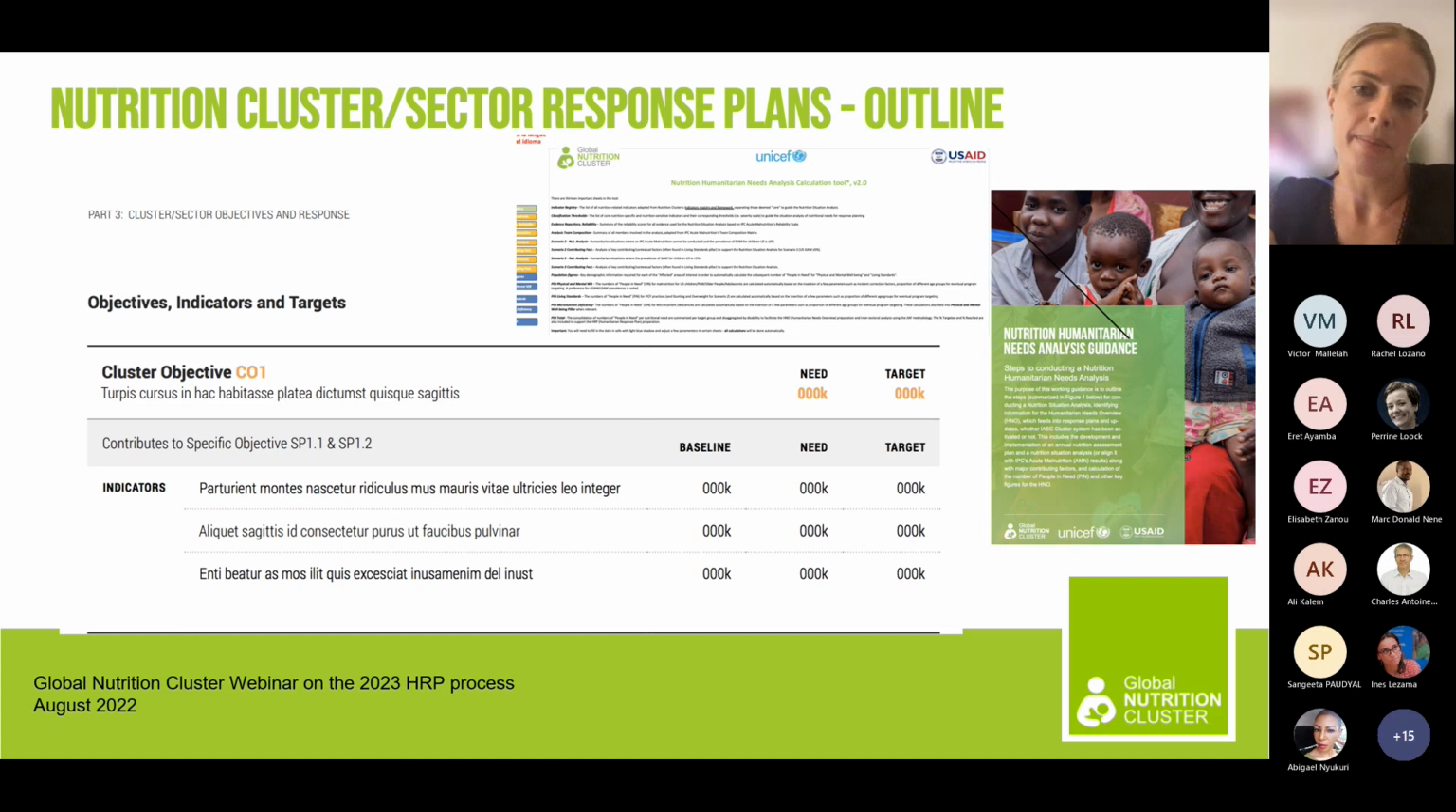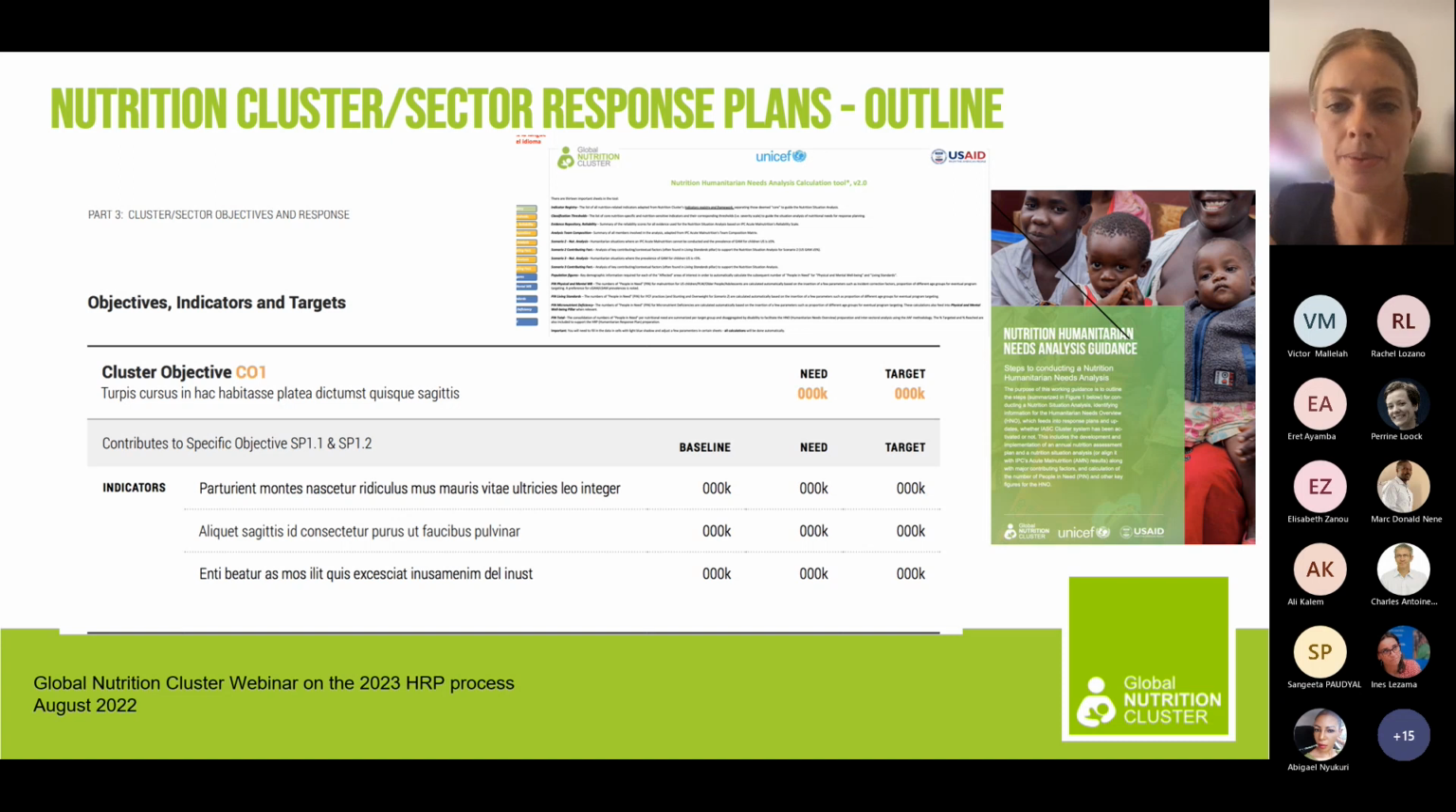So, as most of you are likely aware, the second part of the sector or cluster response plan lists the cluster objectives, indicators, and figures. Again, there are no changes to this section for the 2023 HRP process. It follows the same structuring and layout as last year.